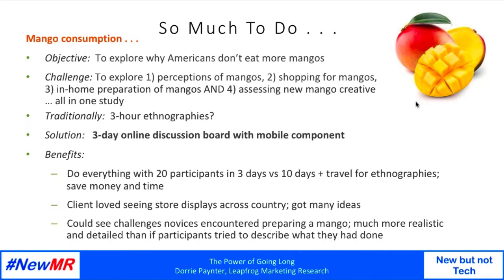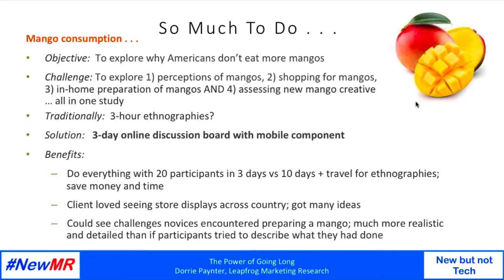So the solution in this case was to do a 3-day online discussion board with a mobile component. So, not extending it weeks and weeks. We didn't need that much time, but even 3 days, going a little bit longer than a traditional study, gave us the time we needed to get through all that. And there were some other benefits.